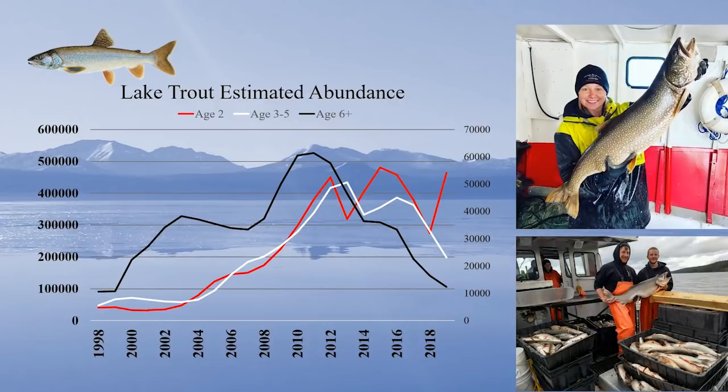What we still catch, though, are an abundance of age 2, very young recruiting lake trout, which has been variable over years, but still fairly strong, and they represent a high proportion of our annual catch.